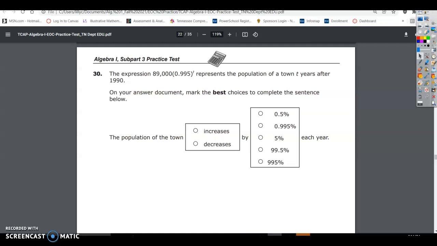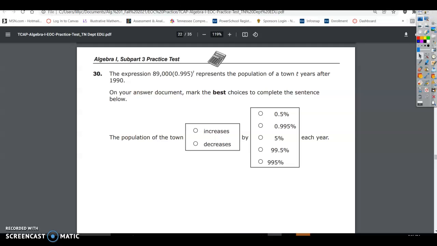Algebra 1 EOC practice test number 30. This is the final question. The expression 89,000 times 0.995 to the t power represents the population of a town t years after 1990. On your answer document, mark the best choices to complete the sentence below.